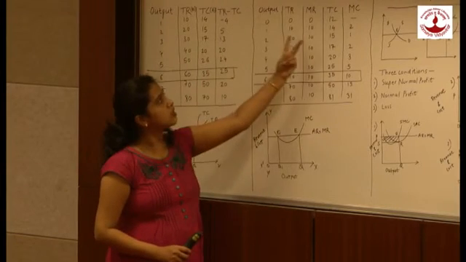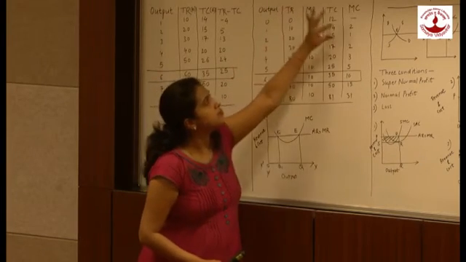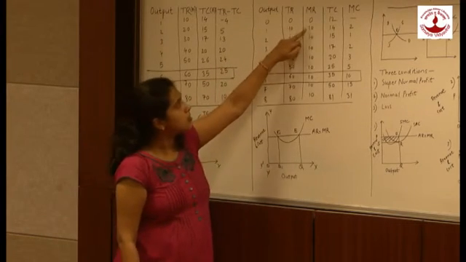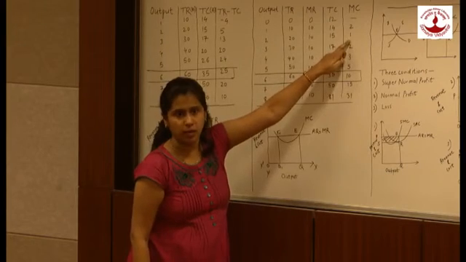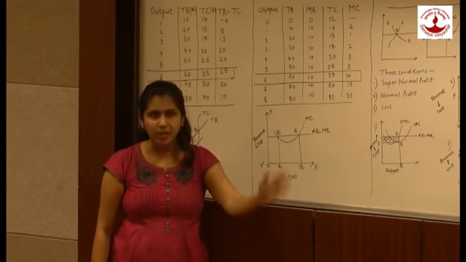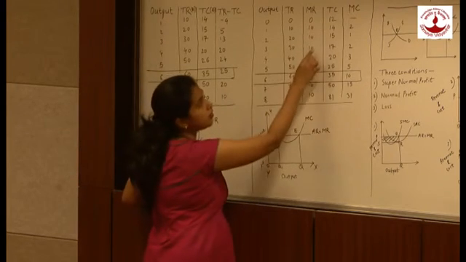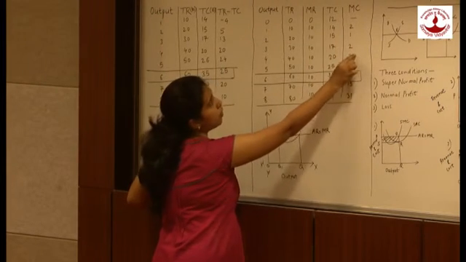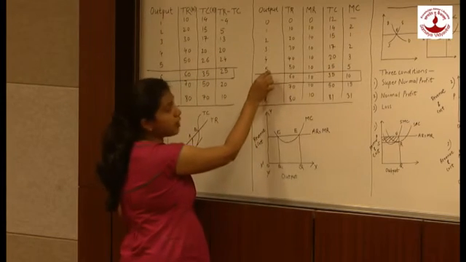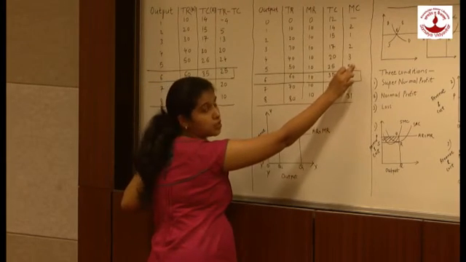When the first unit of output is produced, marginal revenue is 10, marginal cost is 2. So there is no match. When the second unit of output is produced, marginal revenue is 10, marginal cost is 1. As long as marginal revenue is more than the marginal cost, there is scope for production, so those many outputs will be produced. For the third unit of output, the marginal revenue is still 10 and the marginal cost is 2. Then for the fourth unit, marginal revenue is 10 and marginal cost is 3. When the fifth unit is produced, marginal revenue is 10 and marginal cost is 5.